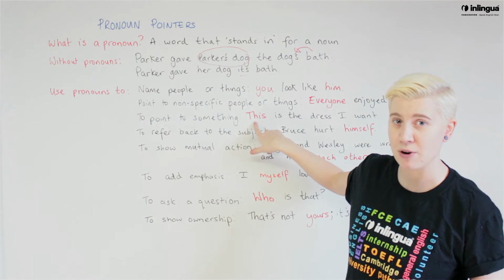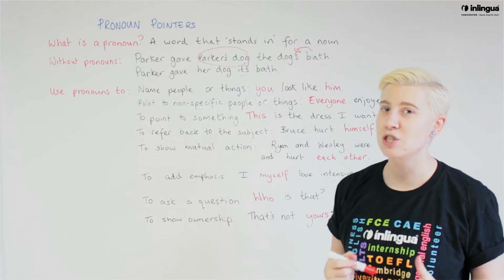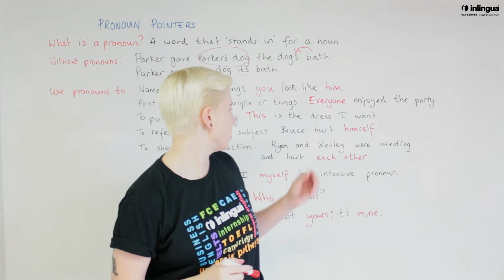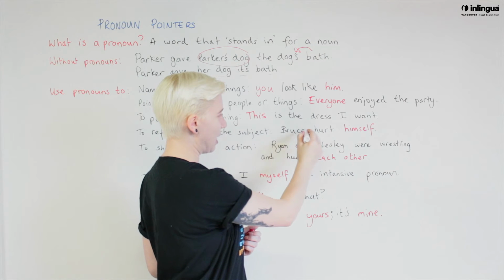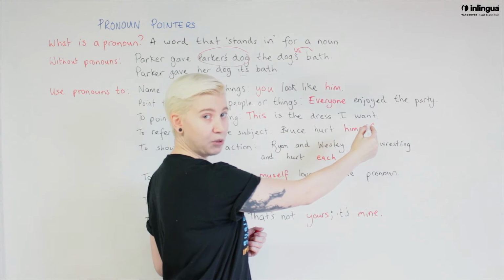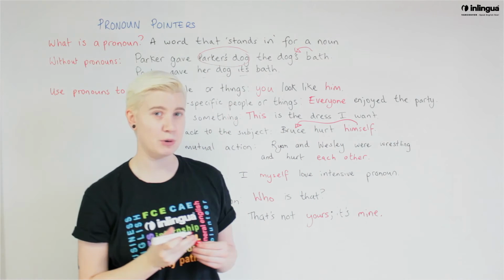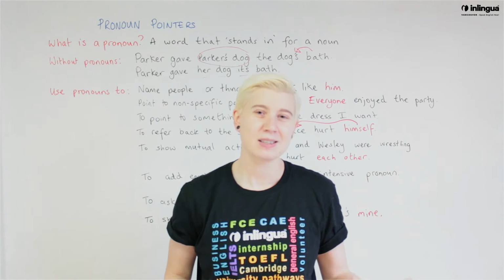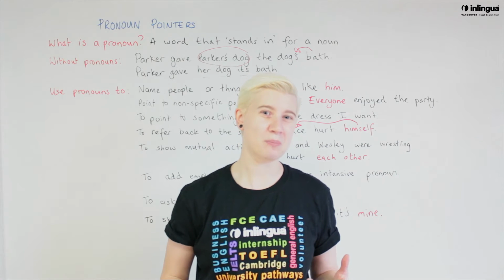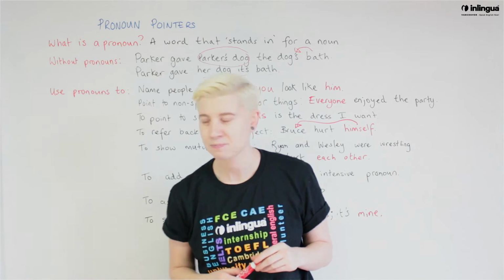This is a pronoun. We use pronouns to refer back to the subject of the sentence. So, in this sentence, Bruce hurt himself. We have subject, verb, object or complement, and himself here stands in for Bruce, because saying Bruce hurt Bruce doesn't sound simple. It sounds complicated. It's a little confusing. Sounds a little crazy.